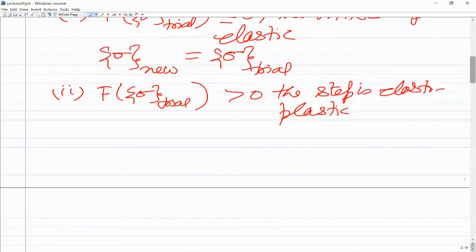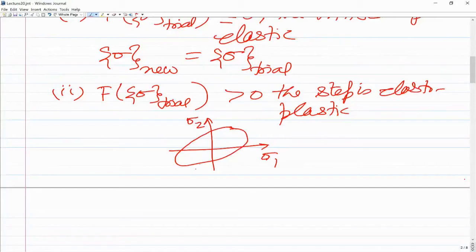So now the possibility, like if I take a 2D state of stress, so if you have this sigma 1 and sigma 2, and then let us say this is your initial yield surface, and initially in the previous step the point was somewhere here, and now since f is coming out greater than 0, that means now one new point is predicted over there.